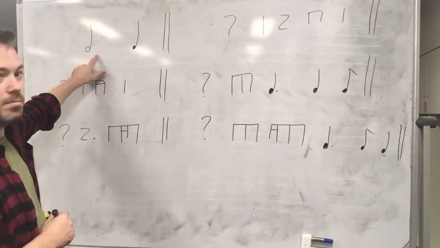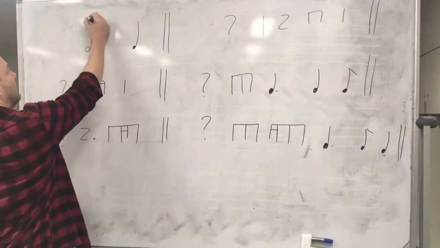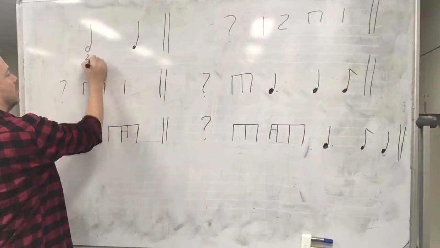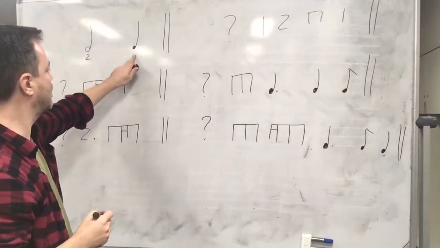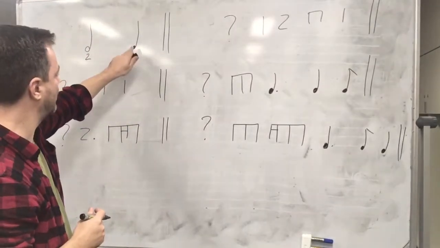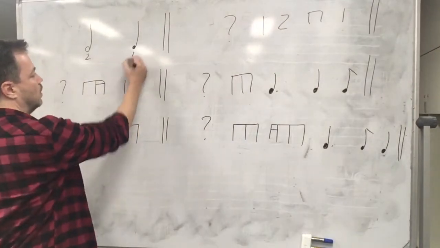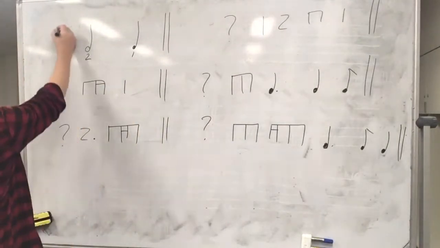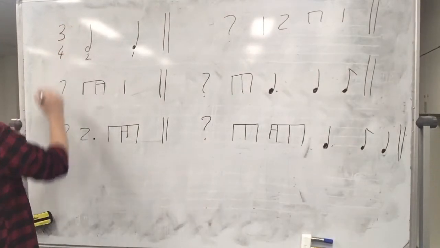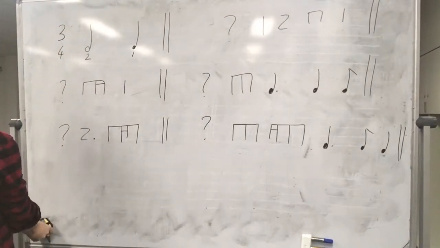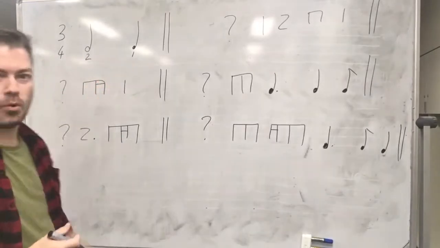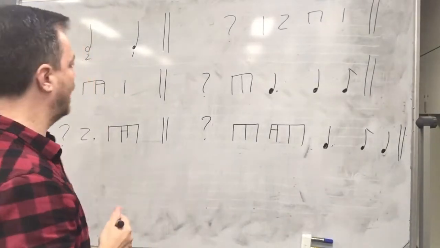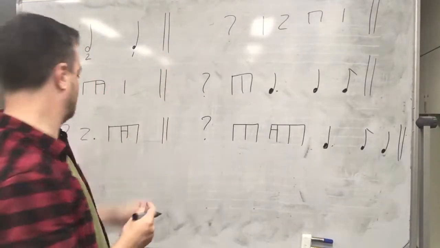A minim is worth 2 beats. So you can put it above, let's put it below. So that's 2 beats, and a crotchet is worth 1 beat. So 2 plus 1 is 3. So we are in 3-4. That makes sense for 3-4. That works out to 3-4. Let's do the next one.